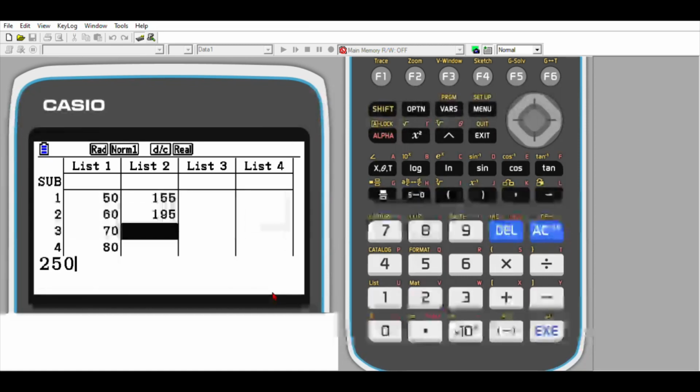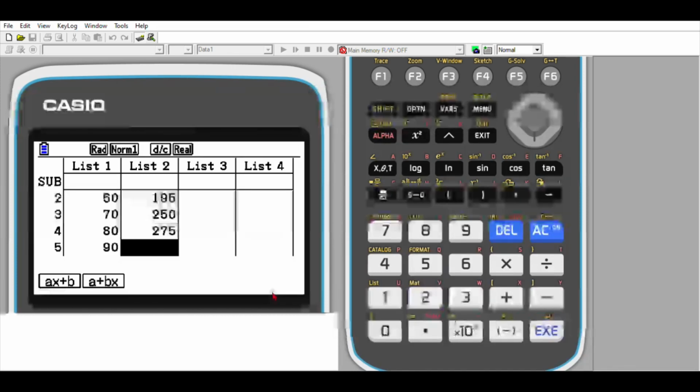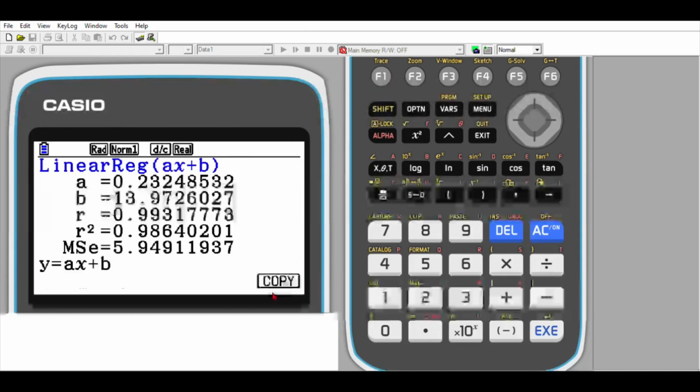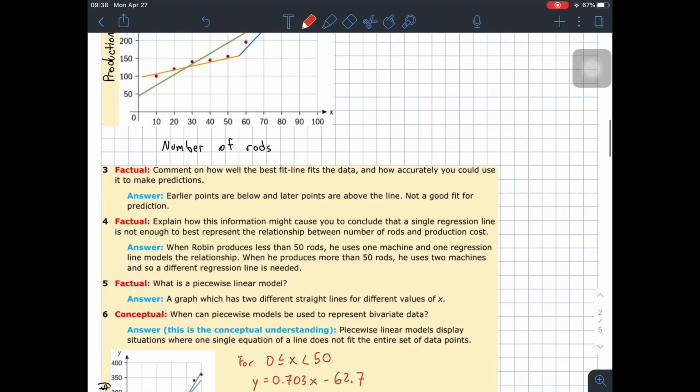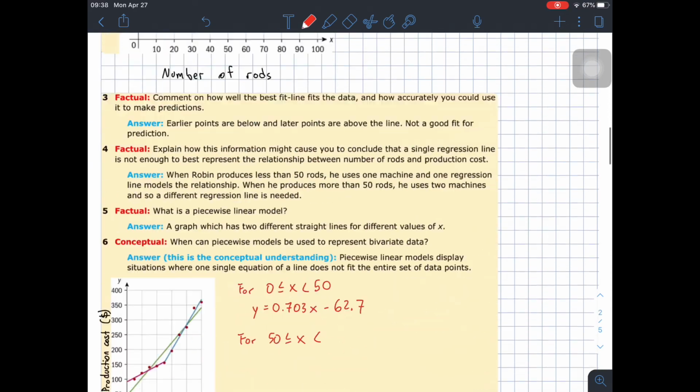195, 250, 275, 340, and finally 360. So once again, we do the same thing: calc, reg, x, ax plus b, and we get this second equation over here, which is what I'm gonna write right here. For 50 to the last value was 100, right? Yes, 100.